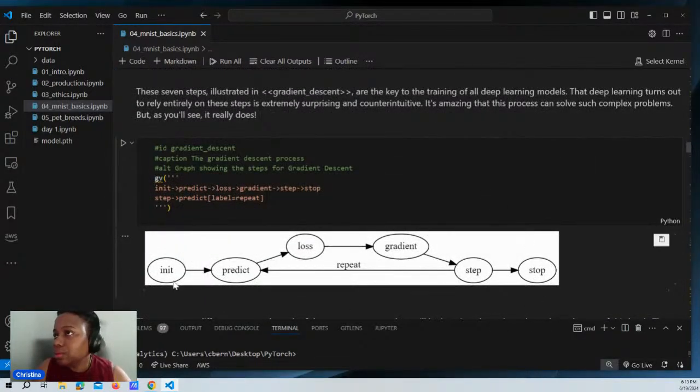So, initialize it, predict, loss, gradient, step, stop. That's funny. Repeat until you stop.